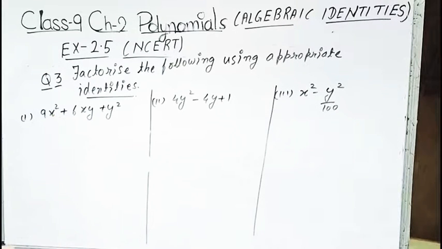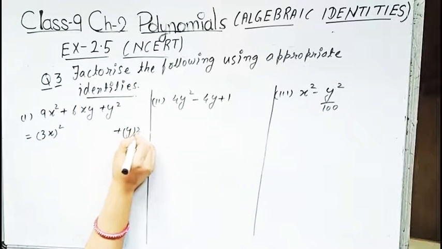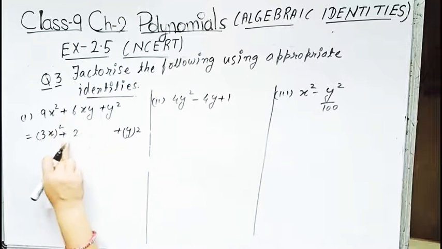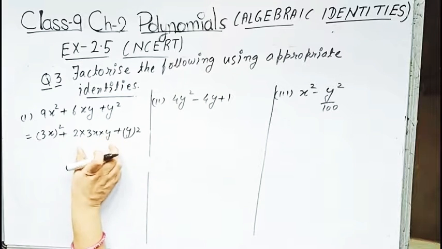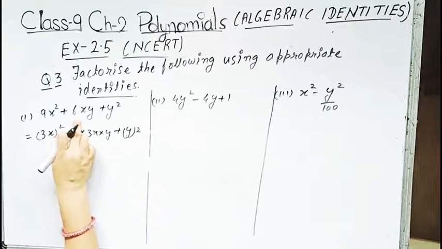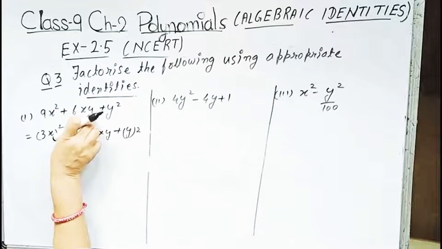Question number 3 is: factorize the following using appropriate identities. Subpart number 1 is 9x square plus 6xy plus y square. Now over here, first I will check whether the first and the last term are the square of some term or not. So I can write 9x square as (3x) whole square and the last term as y whole square. Since there is a plus sign over here, I have copied plus, and now 2 into the first term into the second term I have written. Once you write this, check whether it is equal to the given middle term or not. So we got over here 2 into 3x into y as 6xy, which is the same as in the given question.